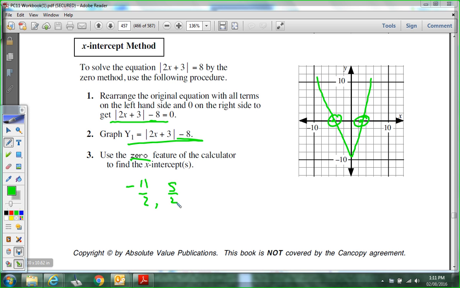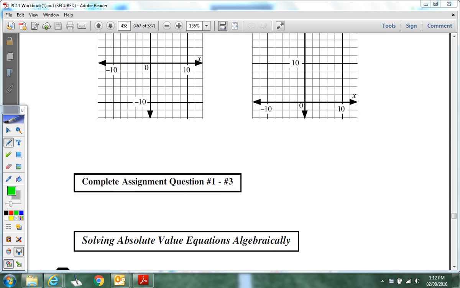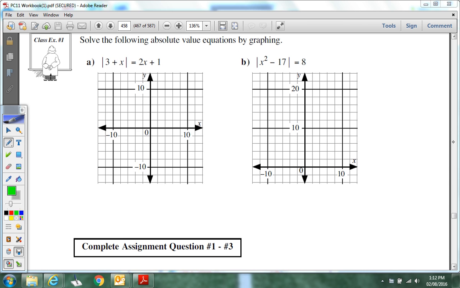Okay. All right, so let's look at a couple of examples here. Next page. All right, so we'll get to this one here. We've got example 1: solve the following absolute value equations by graphing. So we're going to graph these.